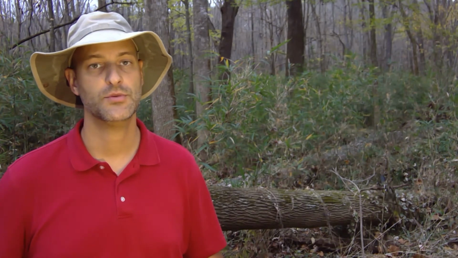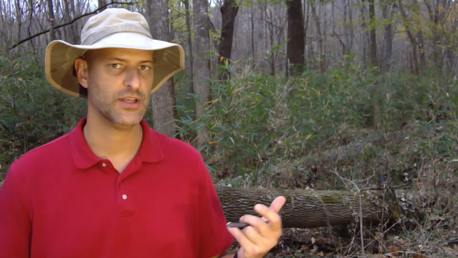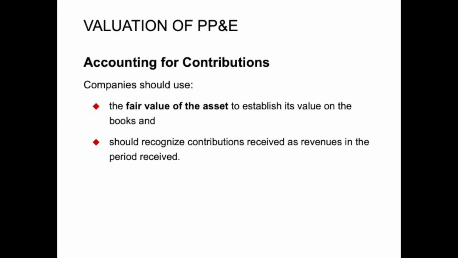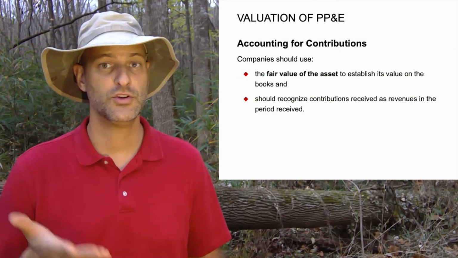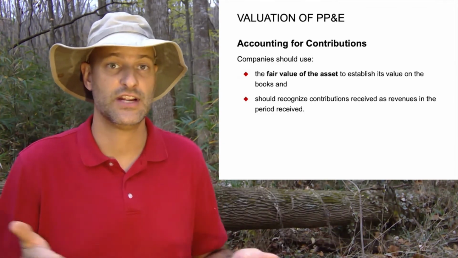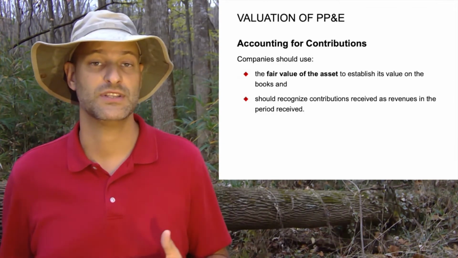So if we move on to contributions, so accounting for contributions, let's say we received assets in payment for something, not like an owner contribution, but like payment. So in general, we're going to take the fair value of the asset received, and that's what we're going to use to establish that asset on our books. And then in terms of the contribution, we're going to recognize that as the revenue. So the other side of the transaction is the revenue we're receiving.